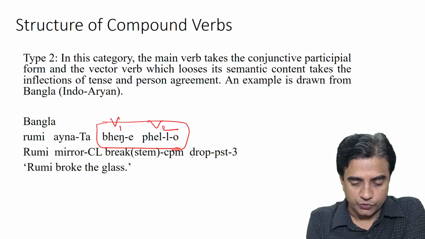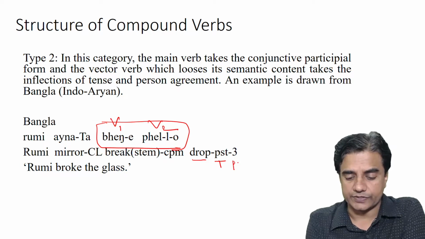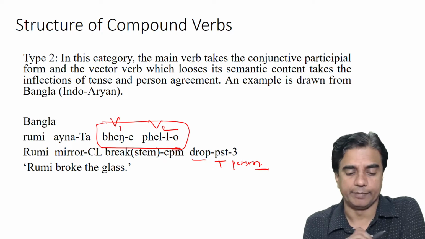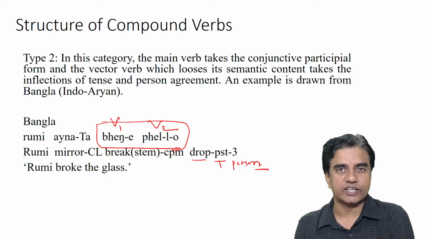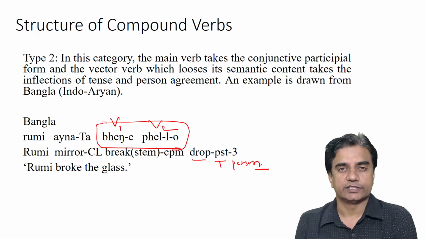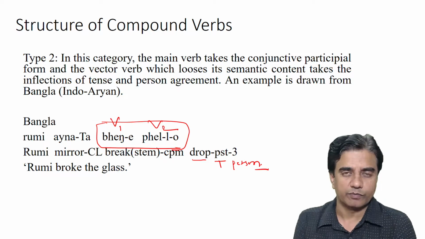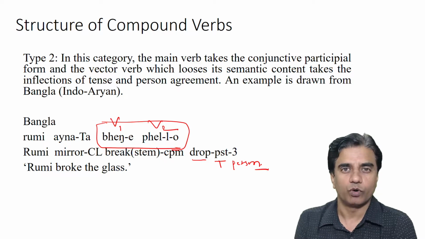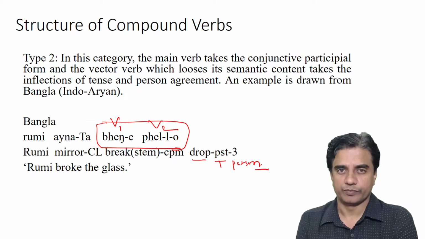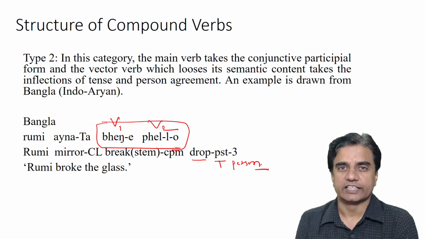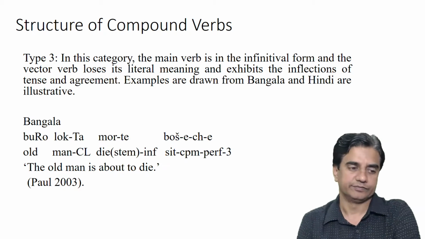It is V2 which is taking tense and person agreement on it. So these examples from two different languages of the Indo-Aryan family explain what we mean by V1 and V2 and what its composition gives us in the form of a compound verb. And with the other examples that I have explained, it should be making sense so far.